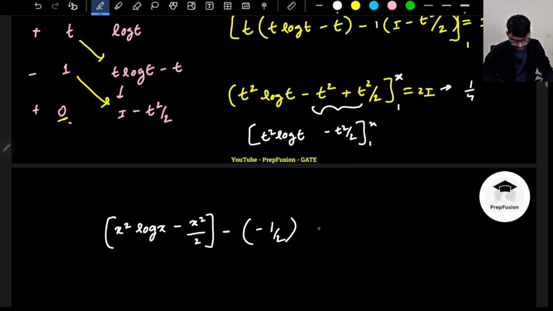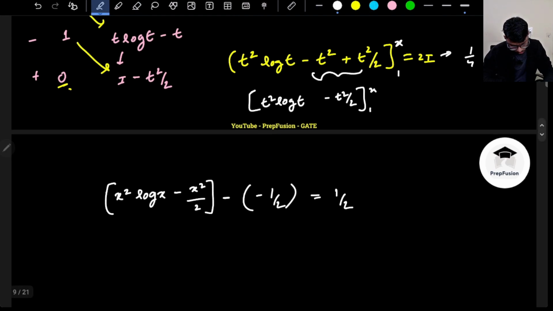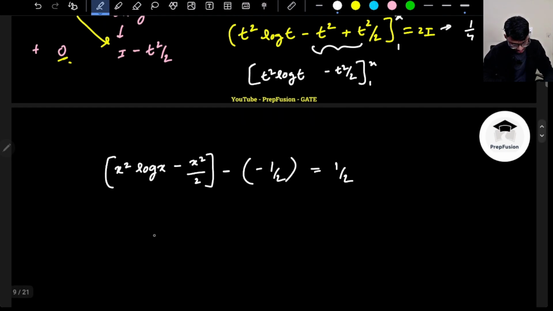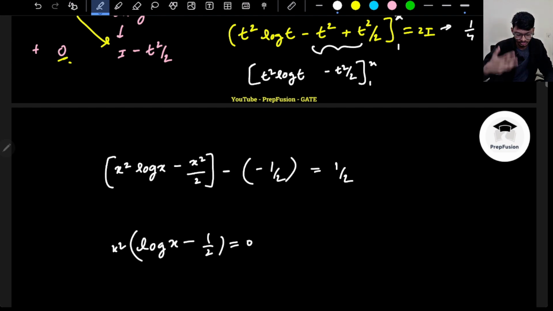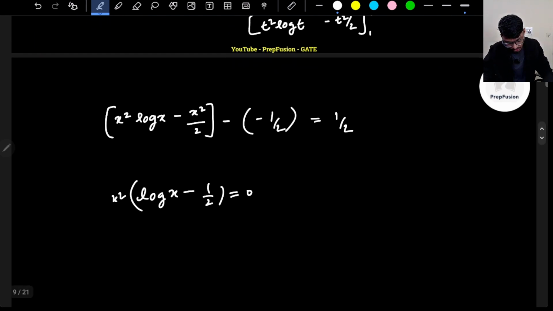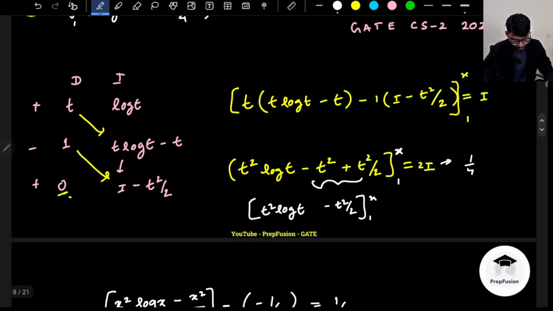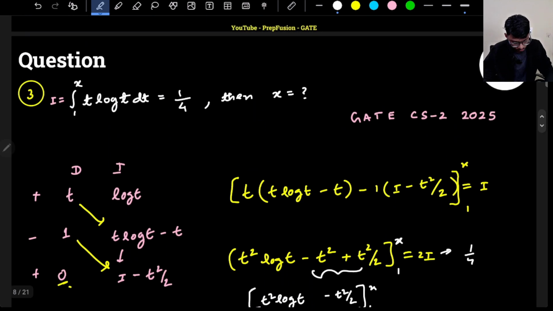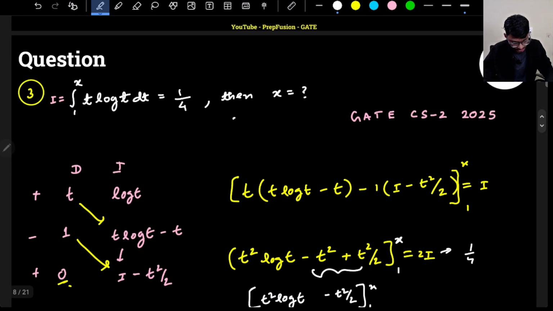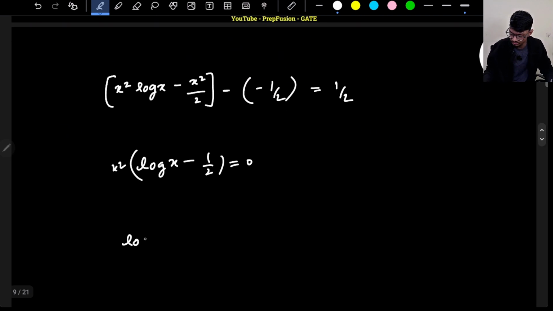So ultimately what equation do I get? I get x square into (log x minus half) equals 0. So this is the equation I get. Now obviously x square is non-zero, like they have mentioned in the question. I forgot to write x is not equal to 0. So my log x will be equal to half. So my x will be equal to e raised to the power 1 by 2, that is square root of e. And how much is square root of e? I will just quickly calculate it.